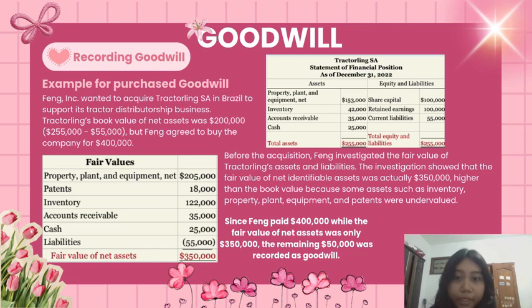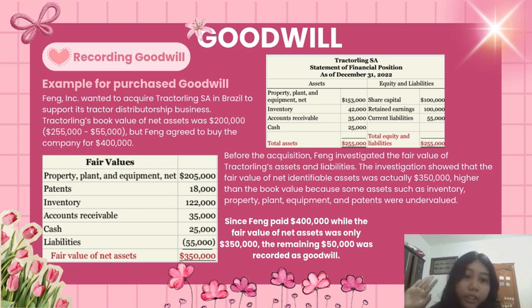We can see the liabilities are $55,000. So the total assets of $255,000 minus the liabilities of $55,000, the value of the net assets was $200,000. But before the acquisition, Feng agreed to buy the company for $400,000. So Feng investigated the fair value of Tractorling's assets and liabilities.